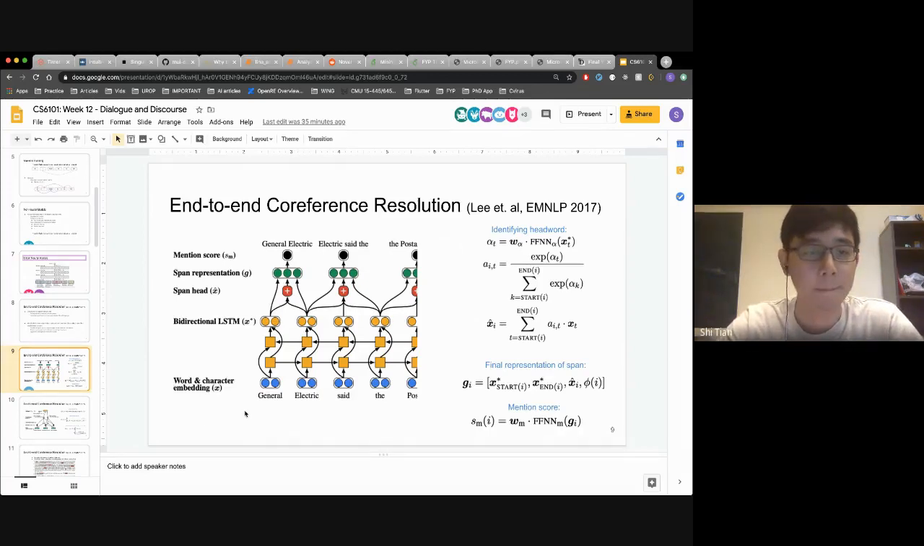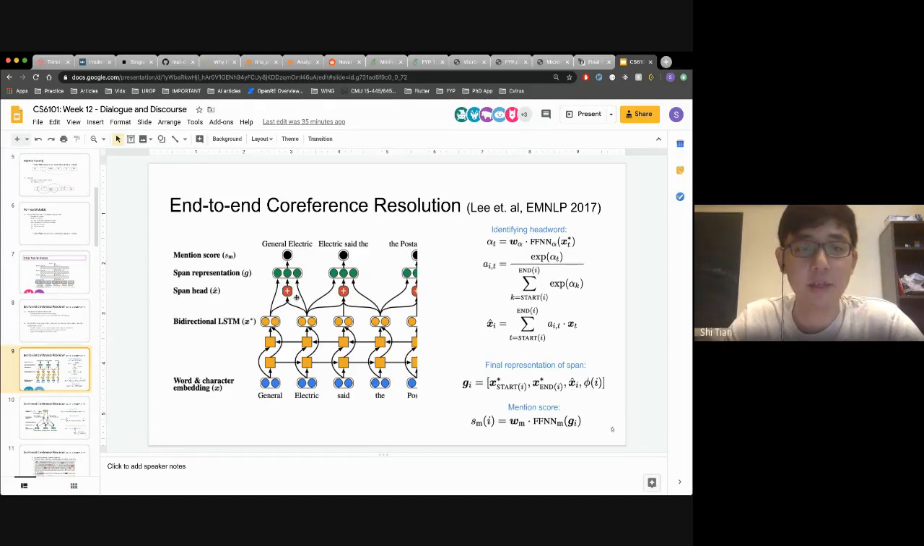If you think of what they said about the spans, we consider all the spans in a sentence. So this model is not really representative of what exactly they're doing, in the sense that general can be a span, and then general electric can be a span, and general electric said can be a span, electric said the can be a span. The bottom part of the model is pretty straightforward. It's a bidirectional LSTM with word embeddings and character embeddings. Essentially, you get a representation of each word that is a concatenation of the forward and backward hidden representations of the LSTMs.